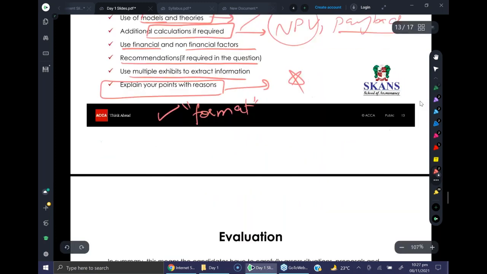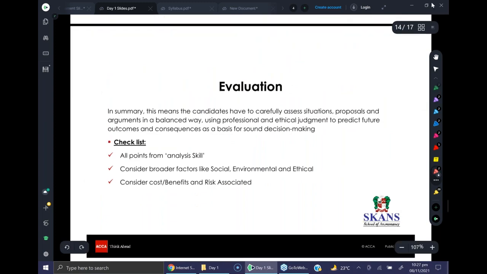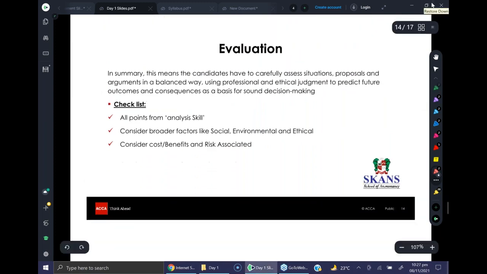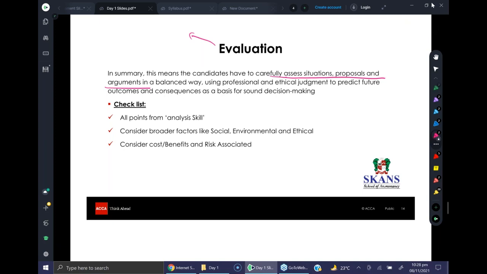The last one is evaluation. So evaluation skill is the highest level of skill out of the 5, but examiners do not make any exceptions. They treat all skills equally. Okay, now evaluation means that you have to carefully assess situations, proposals and arguments. So of course, if there's an evaluation skill, there might be some proposals or situations or arguments given. So you have to do them in a balanced way.